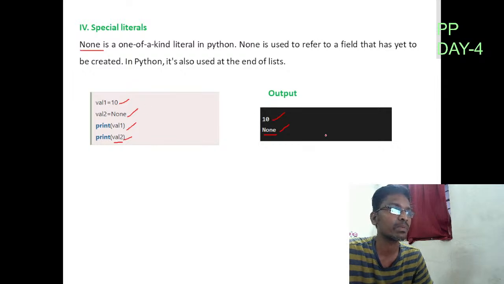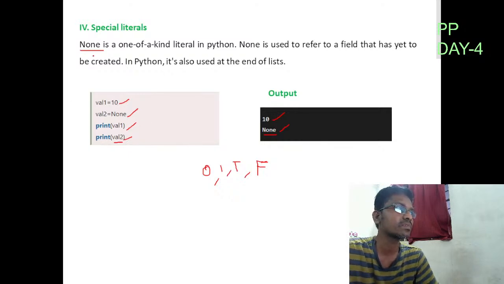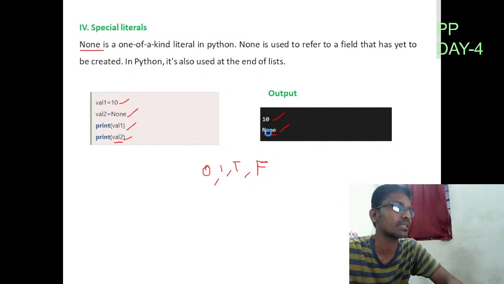So in the place of None, it does not print 0, or 1, or true, or false. So None is a special literal in Python. None indicates that it is None only. It is not a 0, or a 1, or a true, or a false. It is only None.